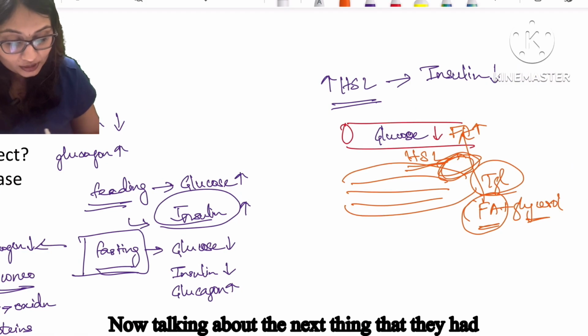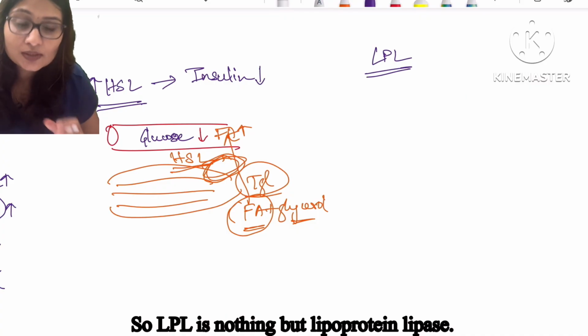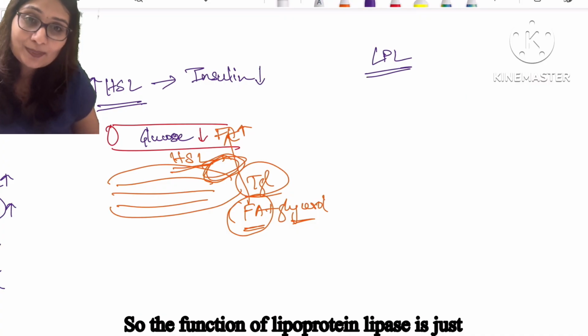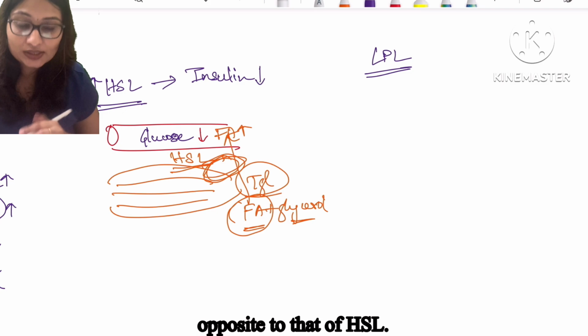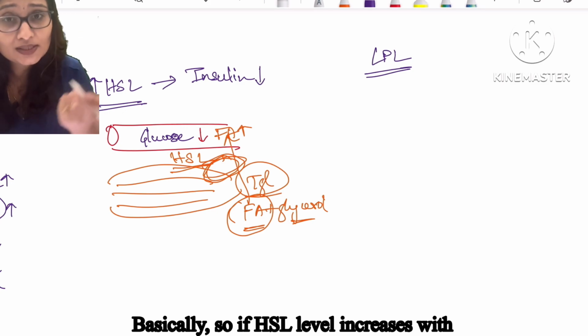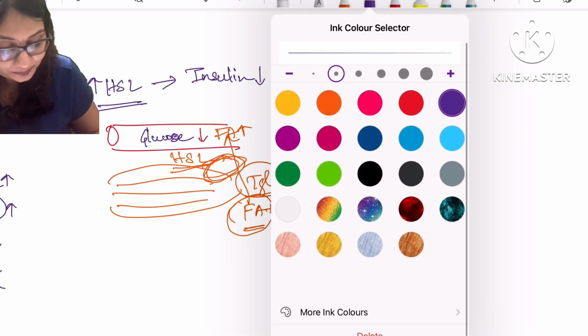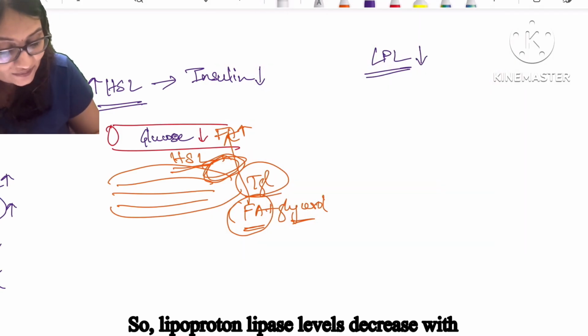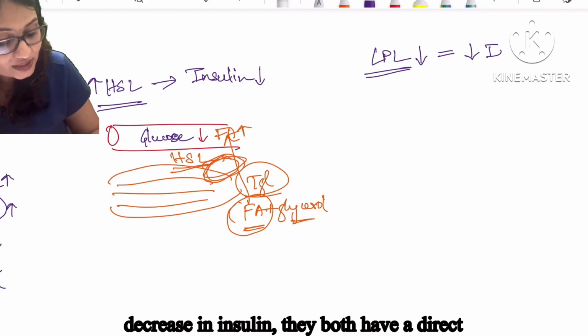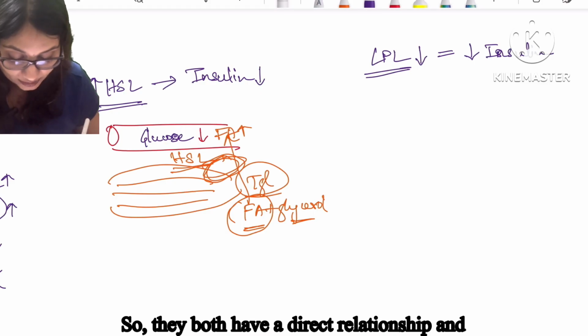Now talking about the next thing that they had given, that is lipoprotein lipase. So LPL is nothing but lipoprotein lipase. The function of lipoprotein lipase is just opposite to that of HSL. Basically, if HSL level increases with decrease in insulin, what will happen to lipoprotein lipase? Lipoprotein lipase levels decrease with decrease in insulin. They both have a direct relationship.